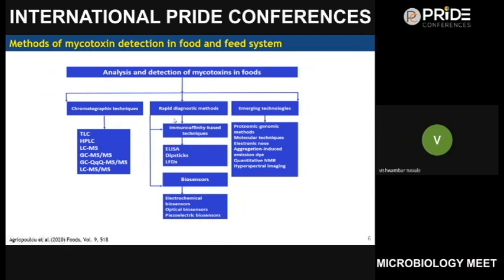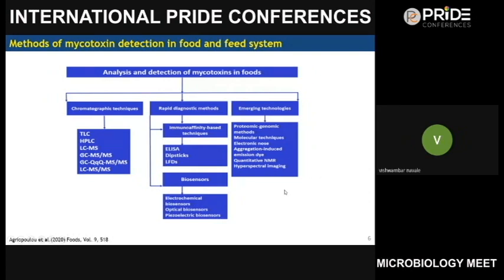And for rapid diagnostic methods, there are immunoaffinity-based techniques like ELISA and LFDs, and various types of biosensors are now available. And among emerging technologies, there is proteomic-based detection, and also molecular techniques like real-time PCR and normal PCR. So these are the different techniques used for the detection of mycotoxins.